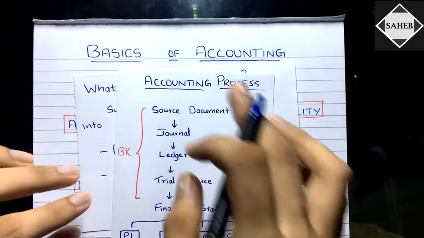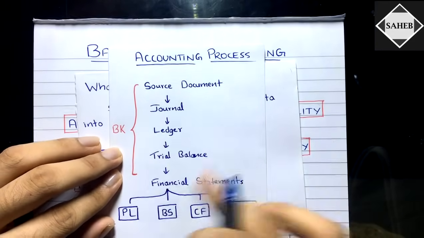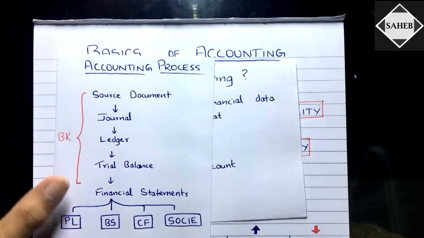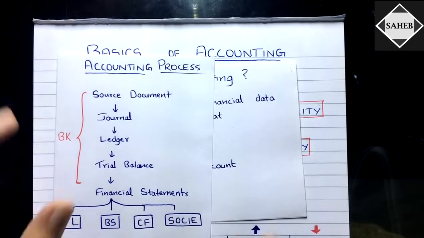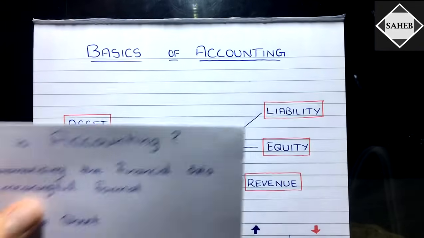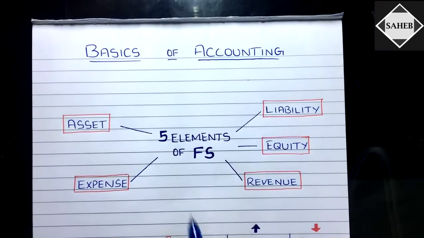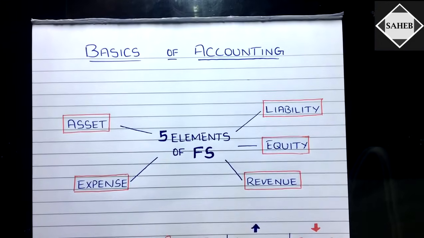So this was the accounting process, which takes a long time to do all this. Now we have to understand the elements of financial statement. So far we have understood the meaning of accounting and the accounting process. Now we have to understand the 5 elements of financial statement.